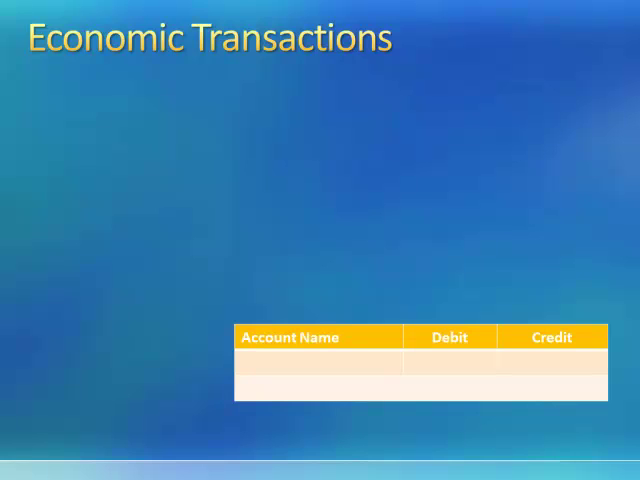Let's take a look at some examples. On our screen, we have a subset of a journal. We have the account name, the amount debited, and the amount credited. We'll use that to record our transactions. First, we borrow $10,000 from the bank.